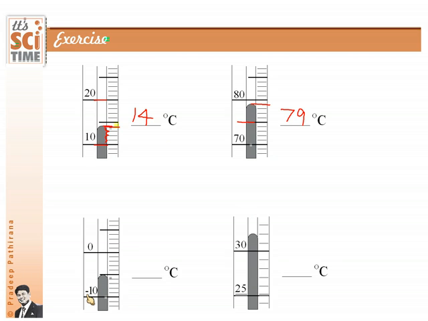Next one, here it's minus 10 and 0. Therefore, minus values will decrease this side. Minus 10, minus 9, minus 8, minus 7, minus 6. This should be minus 5 degrees Celsius. So look at this one. Here it's 25, 30, and in this one 1 degree indicates one division on the scale. This should be 31 and 32 degrees Celsius. So these are the answers. You can check them in your tute.